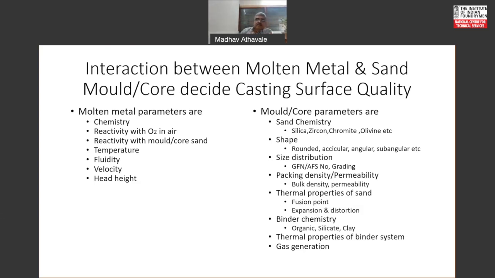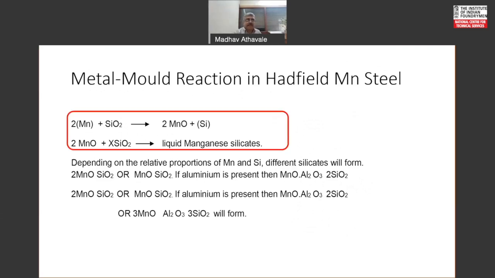Reaction. I have put here Hatfield manganese steel. So manganese reacts with silica to form manganese oxide, and then manganese oxide again reacts with silica to form liquid manganese silicate. This is what happens in case of Hatfield manganese steels. I'm taking this as an example. We will see one more when we go into the physics and chemistry. I'm not going through the lower stages, because for this liquid manganese silicate, there can be a range depending on the chemistry.